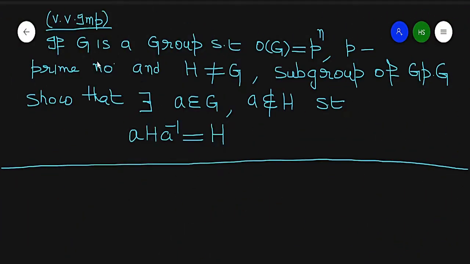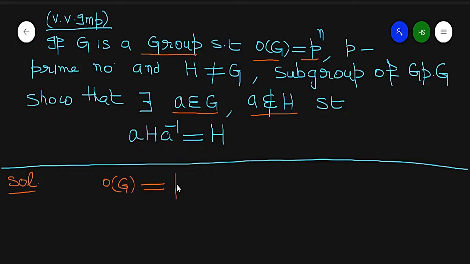The statement of our question is, this is a very important type. If G is a group of order p raised to power n, where p is a prime number, and H is a proper subgroup of group G, then there is some element A belonging to G but not belonging to H, such that it satisfies this property. Now, to prove this result, in the given part, what is the order of the group?